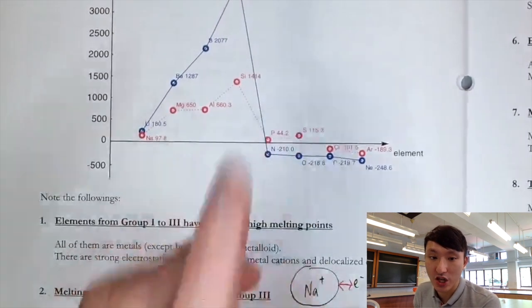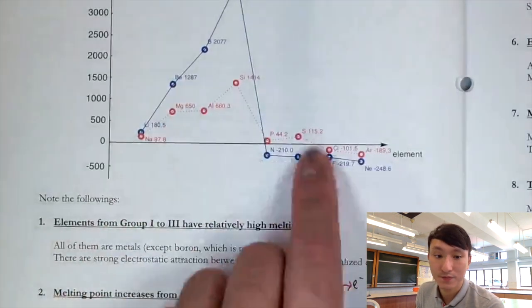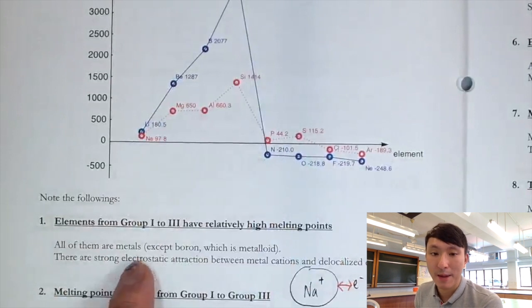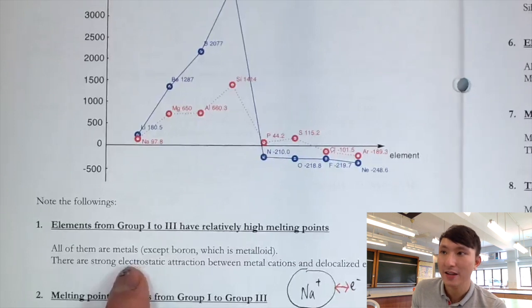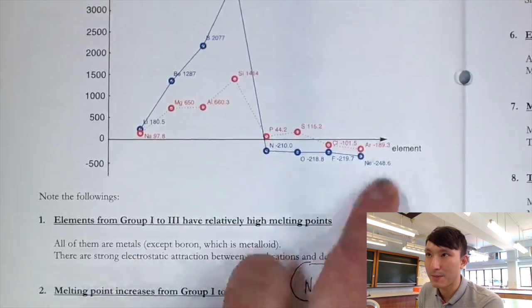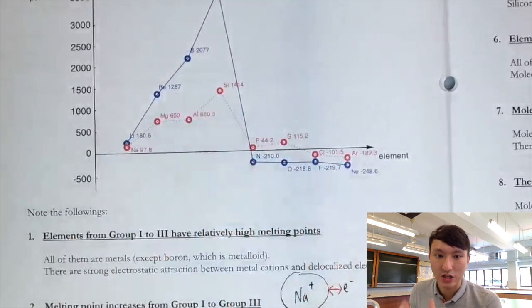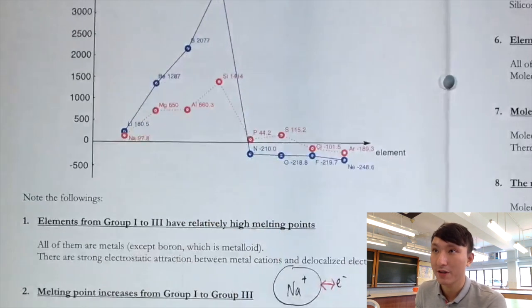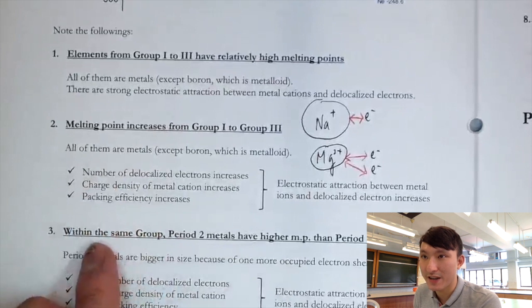In general, the metals have a higher melting point than the non-metals. They have a relatively high melting point simply because they have a giant metallic structure, so they have strong electrostatic attraction between metal cations and delocalized electrons. These non-metals are molecules, right? With a simple molecular structure, the molecules are held by weak van der Waals forces. So metals in general have a higher melting point when compared to the non-metals in general. Now, what about point number 3 here?